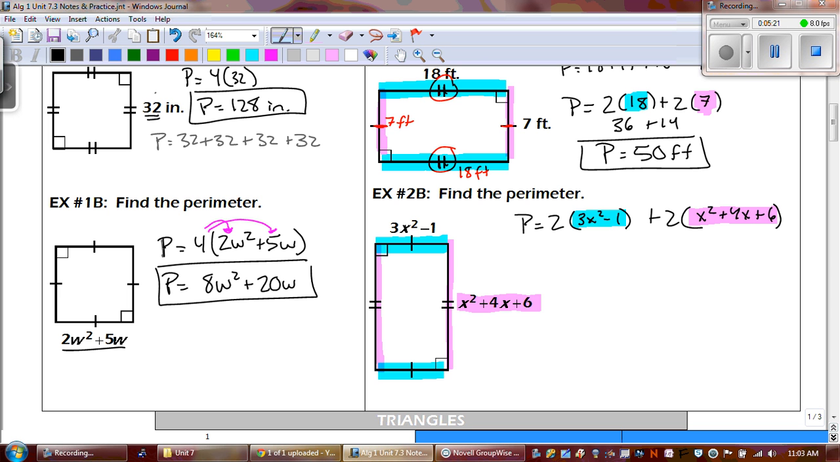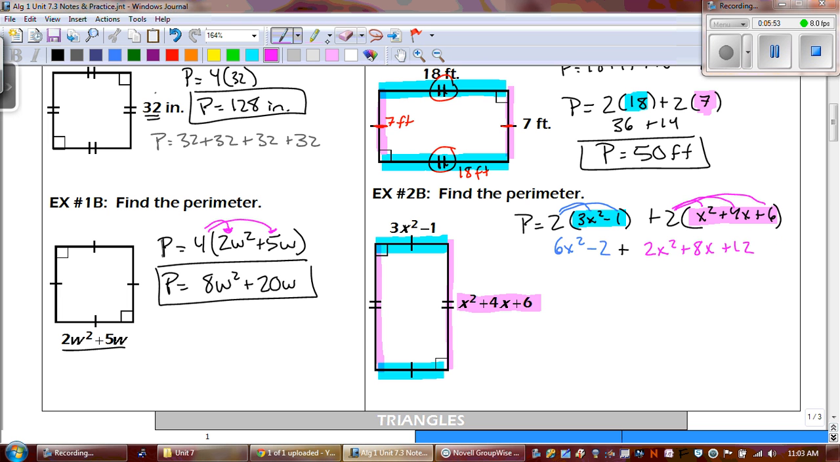Okay, so let's distribute for both of those. When we're distributing into the blue, we get 6x squared, and 2 times 1 is minus 2, plus, distribute over here, we get 2x squared plus 8x plus 12.